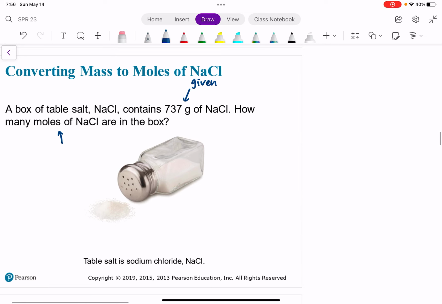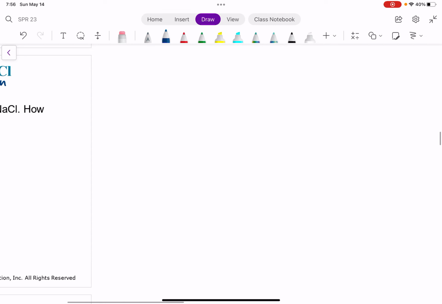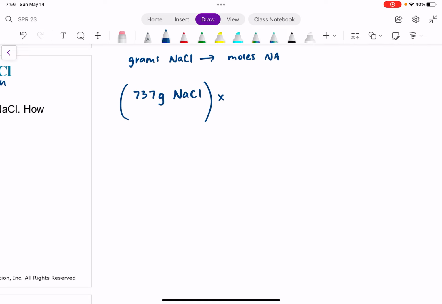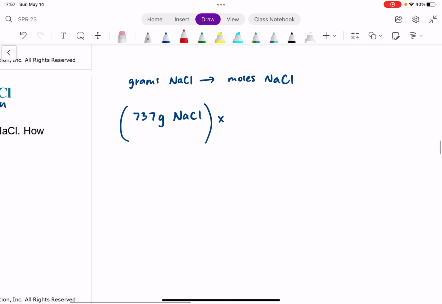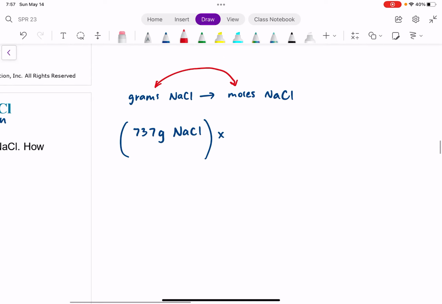So let's bring this over here a little bit. We have 737 grams of NaCl. I'm starting with what I'm given, and I want to get to moles of NaCl. So grams NaCl to moles. All right, what do I know that connects grams and moles? Do I have anything that connects those two? Yeah, molar mass. Molar mass connects grams and moles.